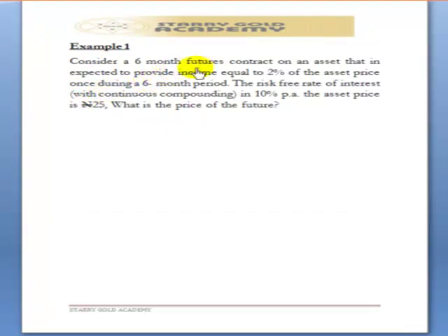Consider a 6-month futures contract on an asset that is expected to provide an income equal to 2% of the asset price once during the 6-month period. That's our yield. Q is 2%. Time is what? 6 months, and 6 months is 6 over 12, which is 0.5. So the risk-free rate of interest with continuous compounding is what? R is 10%.